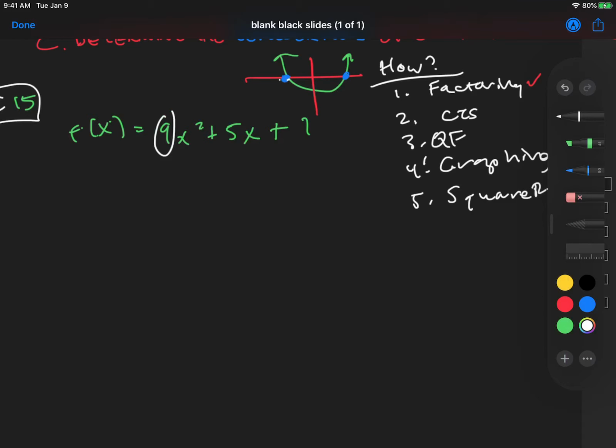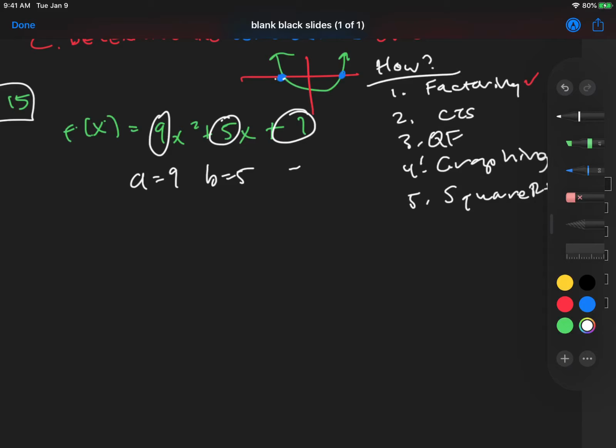I'm going to identify my A, B's, and C's. A is 9, B is 5, and C is 1. Now, you definitely want to make sure that it doesn't matter if that's f of x, y, g of x, but you definitely want no number up there, because over here in green on the right side, that is standard form. Let's see if we can do this one by factoring.